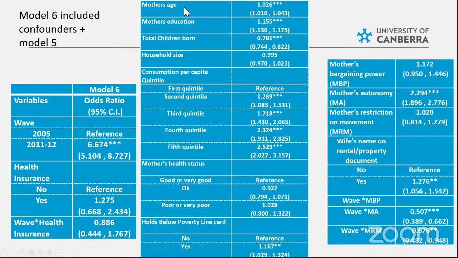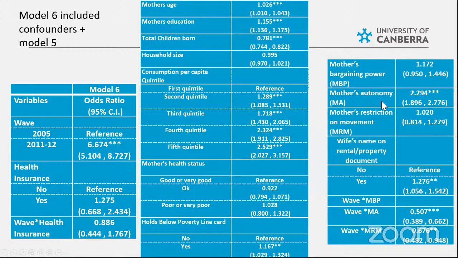Among the maternal variables, you can see mother's age and mother's education were both statistically significant. The odds of accessing MCH services increase with mother's age and mother's education. But you can see it decreased with the total number of children the mother had. Household consumption per capita was also quite significant, with mothers coming from higher quintiles more likely to access MCH services. Another interesting result we found was that households holding BPL cards, which I explained earlier, were more likely to access MCH services than households who didn't hold BPL cards.